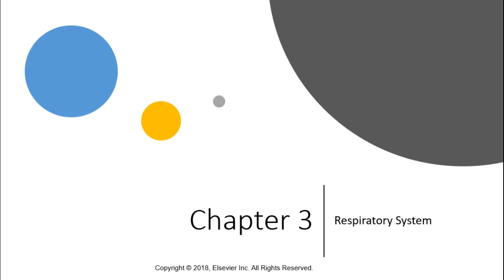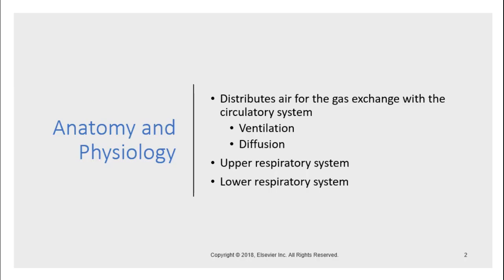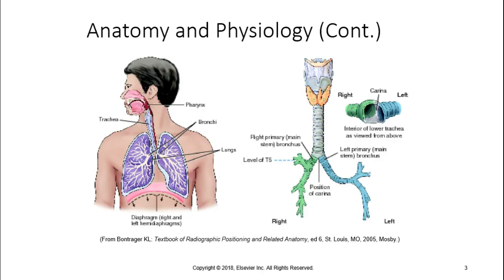Okay, we'll be covering the respiratory system today. And the anatomy and physiology of the respiratory system, make sure that you review it and understand the different anatomical structures within it. So what it does is it distributes air and gas exchange within the circulatory system. So there's the upper and lower respiratory system. And here is some of the pictures for you.